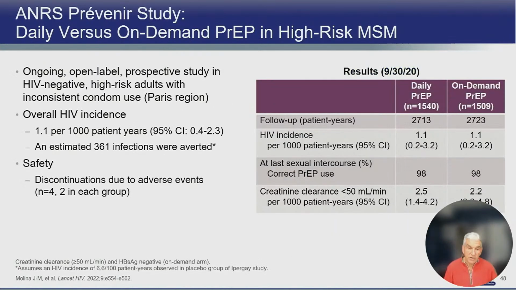This is a study showing the benefit of 2-1-1, and suffice it to say that the overall incidence was lower in the group that used daily PrEP, and equally lower in the group that used on-demand. So in that setting, from an efficacy point of view, it was not that different from people who did daily PrEP.